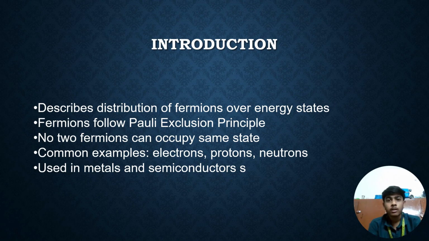There are three principles: Aufbau principle, Pauli's exclusion principle, and Hund's rule. And this Fermi-Dirac distribution follows Pauli's exclusion principle. No two fermions can occupy the same state. For example, electrons, protons, and neutrons. And it is used in metals and semiconductors.